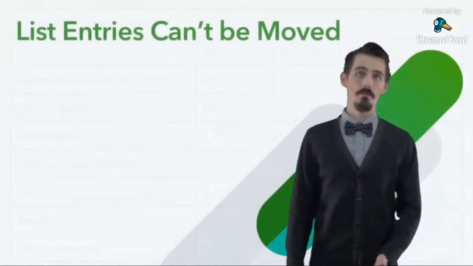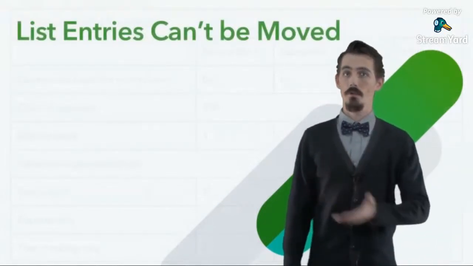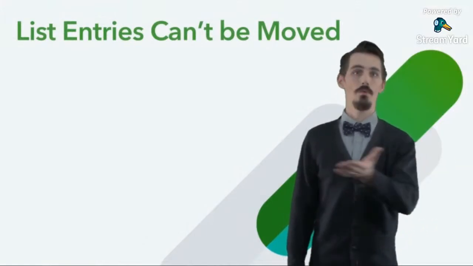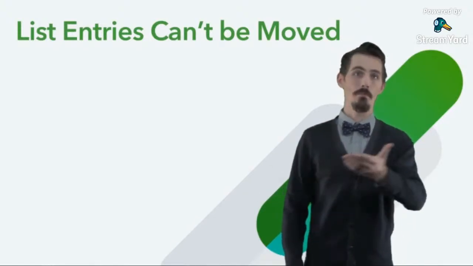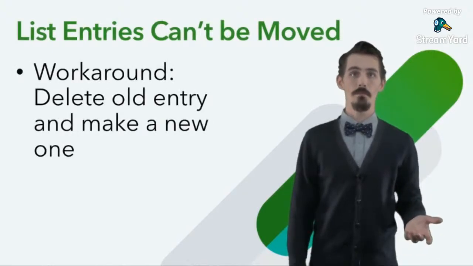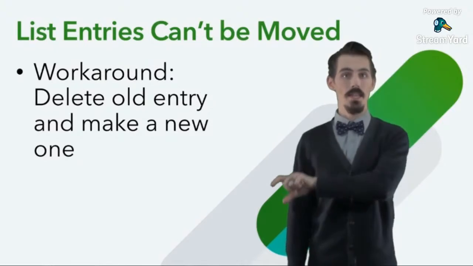The second rule is that you can't move entries from one list to another. So if you've set up an account on the chart of accounts, there's no way to change it into a product and service. Or if you've set up an employee, there's no way to move that over to the vendors list. The workaround for this rule is to make every entry inactive on its original list and then recreate it on the new list.